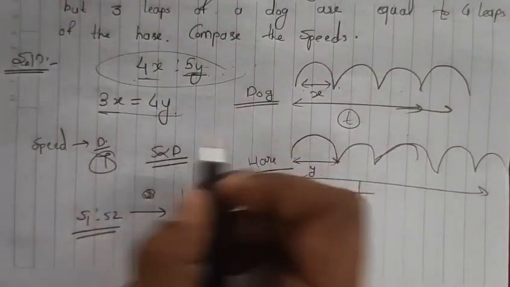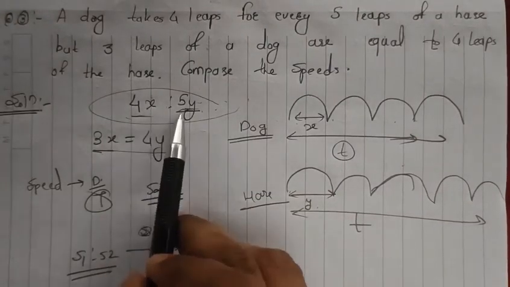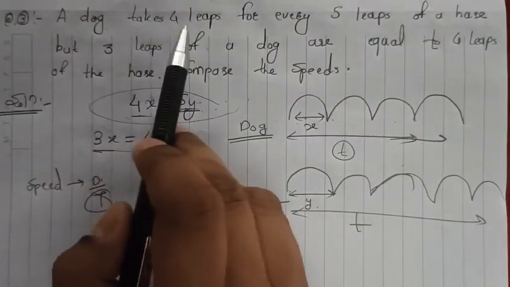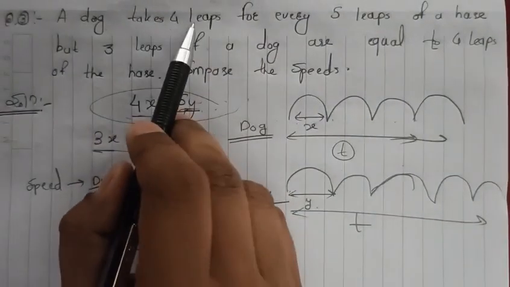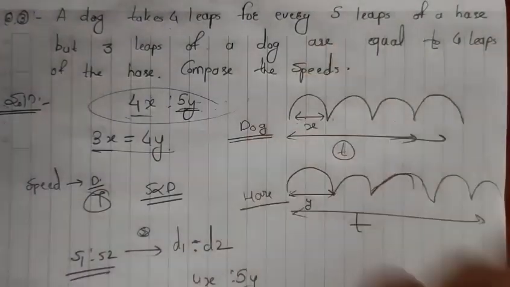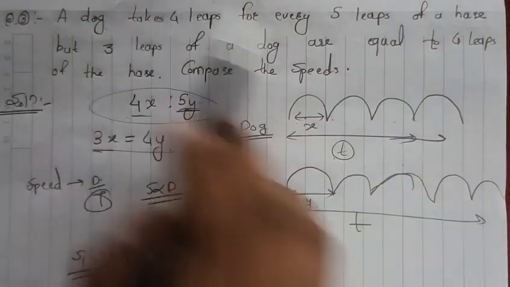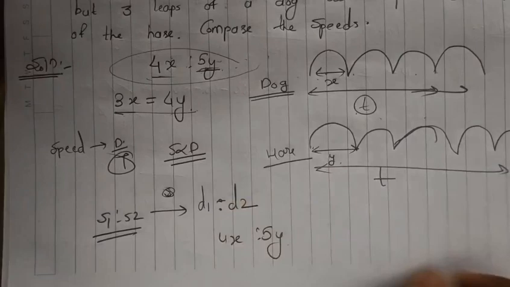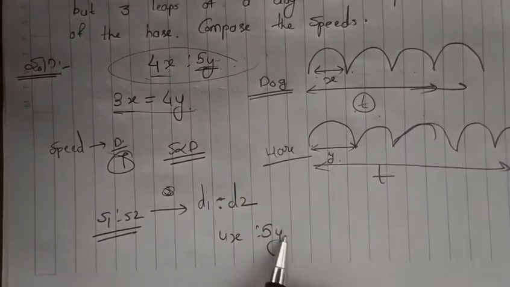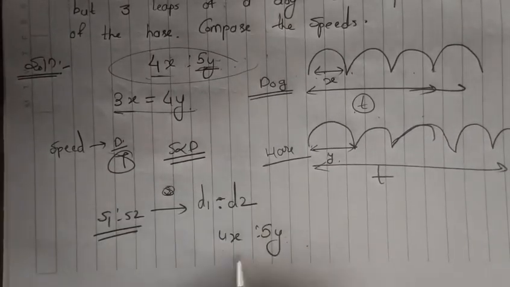Now from this we can substitute y in the form of x or x in the form of y, right? Have you got this? How exactly is this 4x is to 5y? Because from the first condition, when dog is taking 4 leaps for every 5 leaps, the time is constant here. It is exactly correct. From the first statement our time is constant, therefore our speed ratios and distance ratios are same. They are exactly same. So 4x is to 5y are both speed and distance ratios, right?